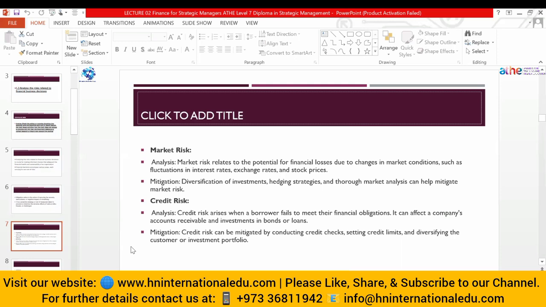Mitigation steps to overcome this, or the measures. Credit risk can be mitigated by conducting credit checks. That is, you are going to see beforehand what's the limit of yours. Setting credit limits as well, at which extent you can spend. And diversifying the consumer or investment portfolio. That is both how you can go ahead with more sales with the consumers and you can grab the attention of the investors and the shareholders in the company.